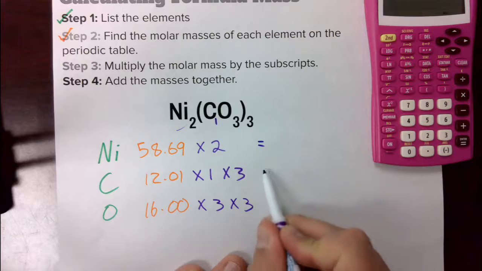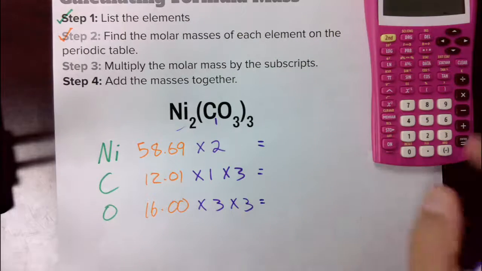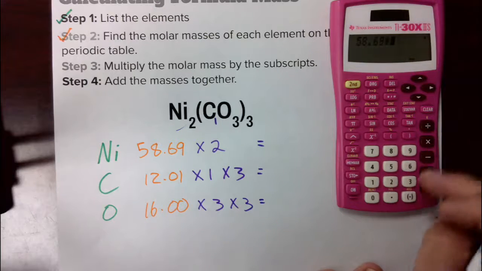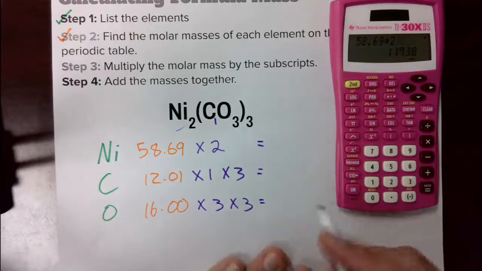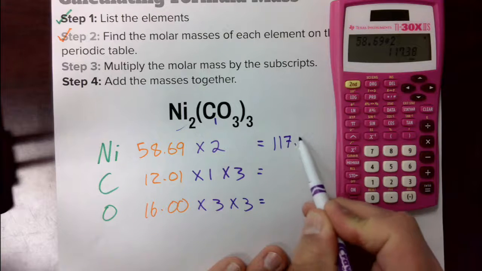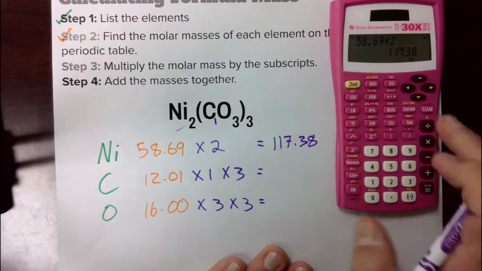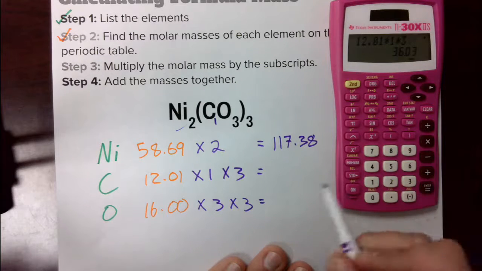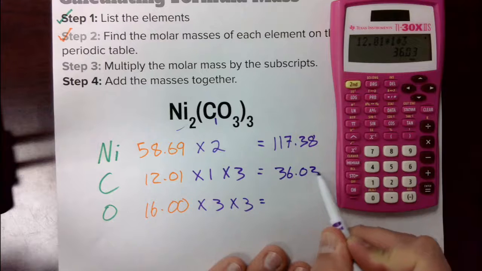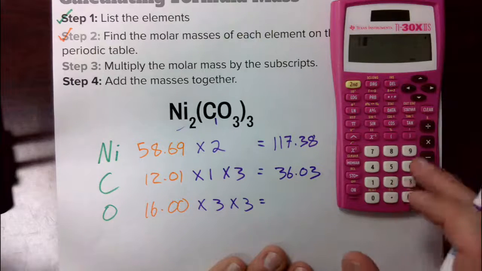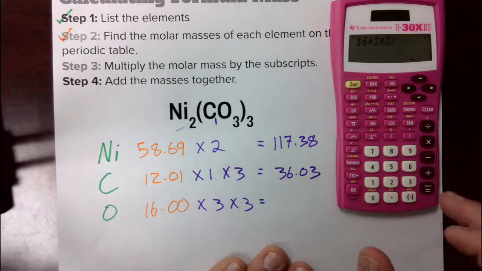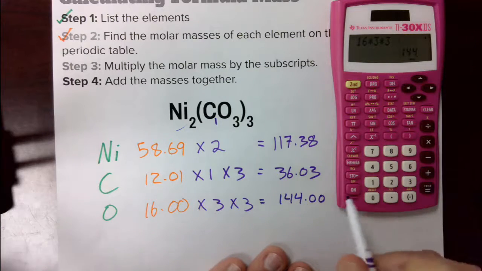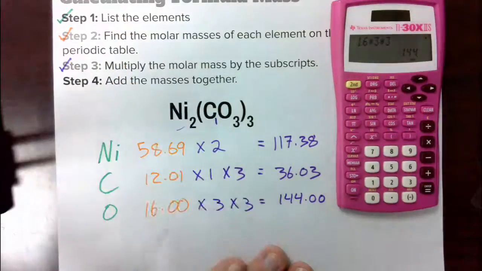Now we're going to use our calculator to get these totals. 58.69 times 2 gives us 117.38. And then we'll do 12.01 times 1 times 3, and we get 36.03. And then finally we have 16 times 3 times 3, and that gives us 144.00. Step 3, multiply the subscripts by the molar masses.